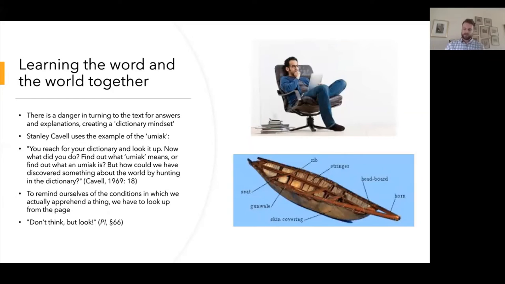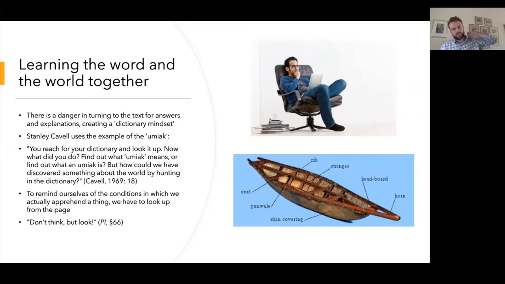However, there is a danger in turning simply to the text for answers and explanations, because this can create what I've called a dictionary mindset, always looking to the text or the dictionary, Google or Wikipedia, for the answer to something rather than looking up from the page to see whether the world actually attests to or challenges some of the things that even the dictionary talks about.